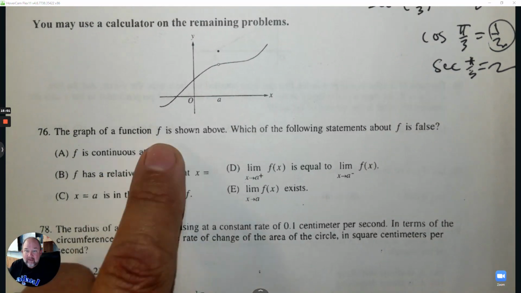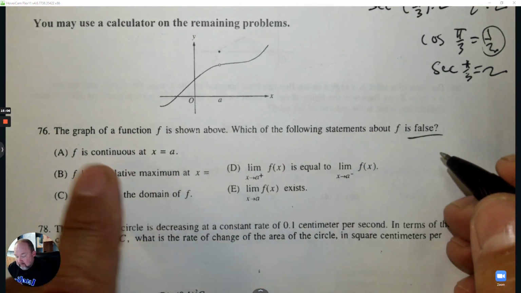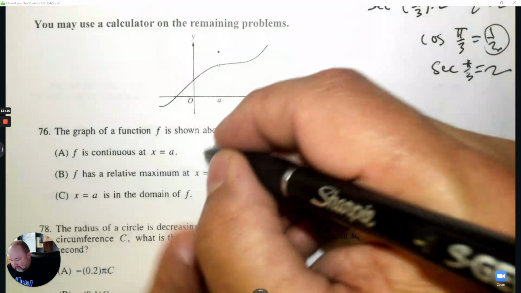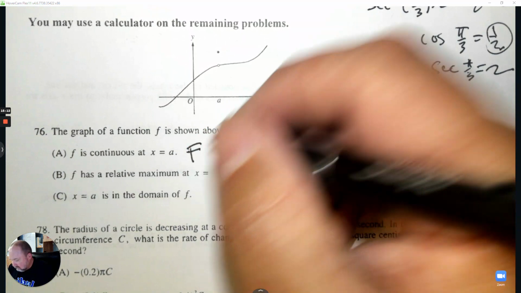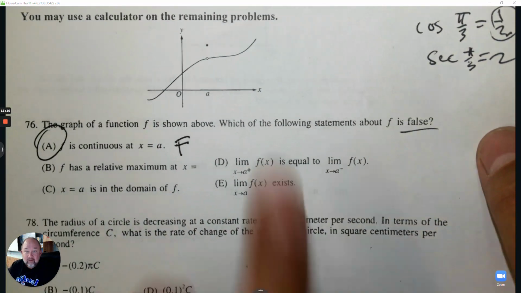The graph of a function f is shown above. Which of the following statements is false? It's continuous at x equals a. That is false. I don't even want to go any further than that. There's a hole at a. It's not continuous. Done. Okay.